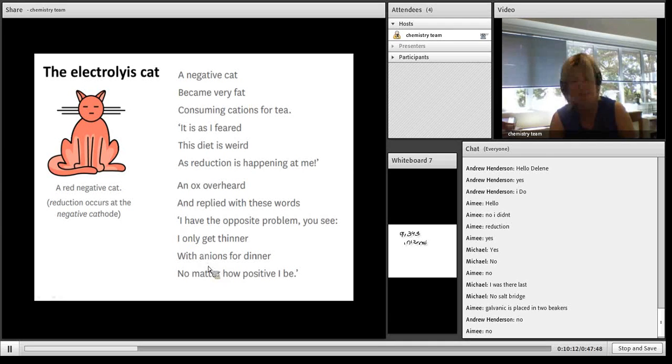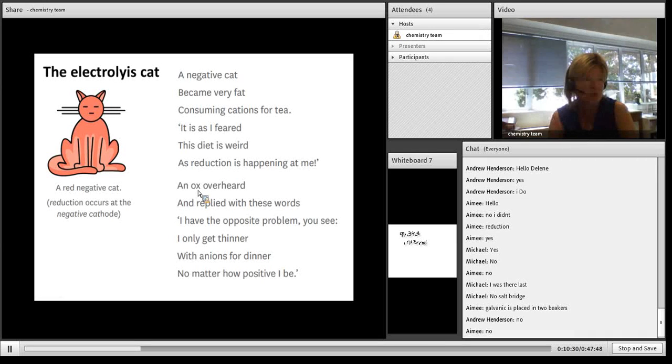And then what's happening on the other side? An ox overheard and replied with these words, "I have the opposite problem, you see. I only get thinner with anions for dinner, no matter how positive I be." So it's to remind you that the anode is positive, because remember an-ox, the oxidation at the anode.